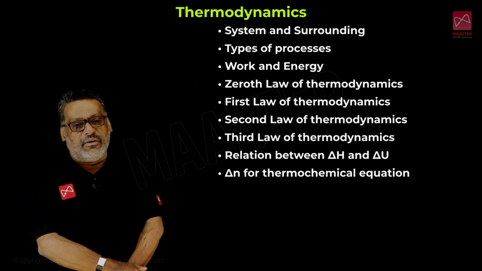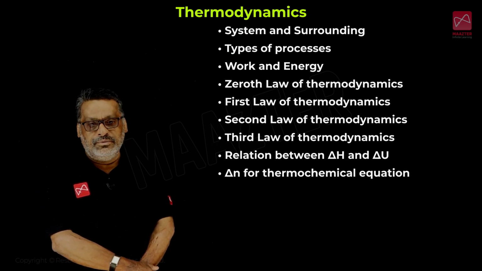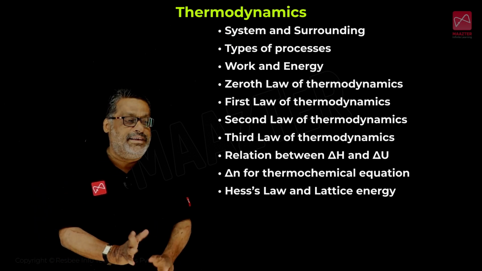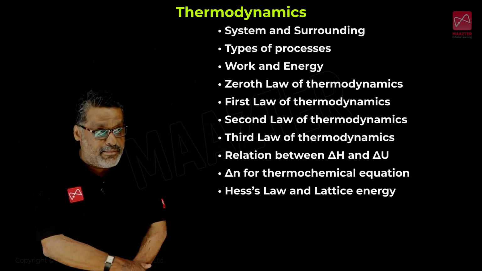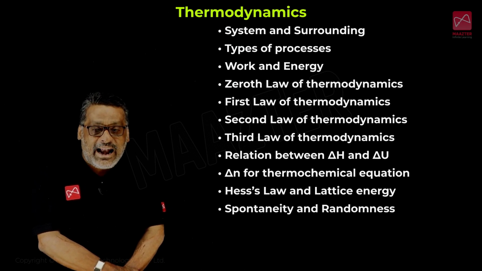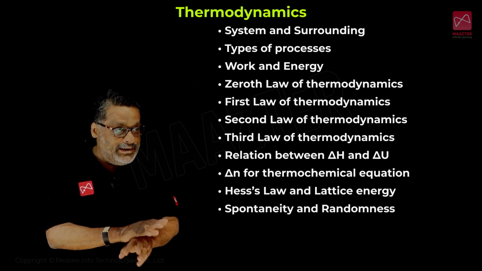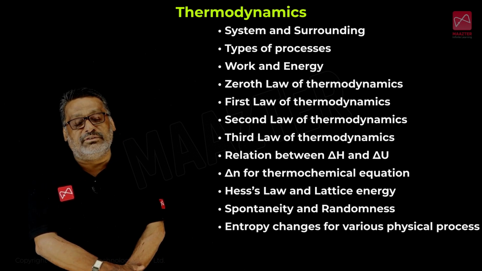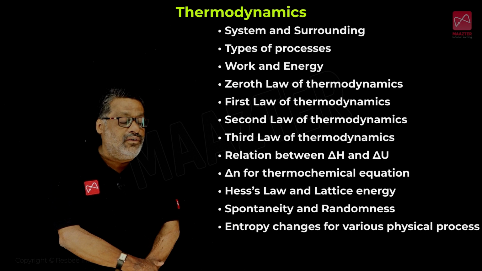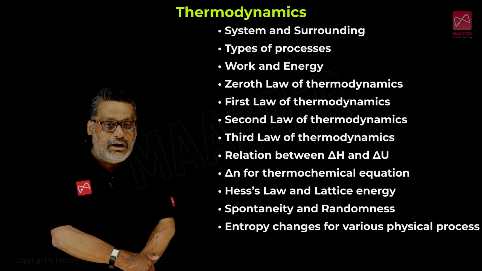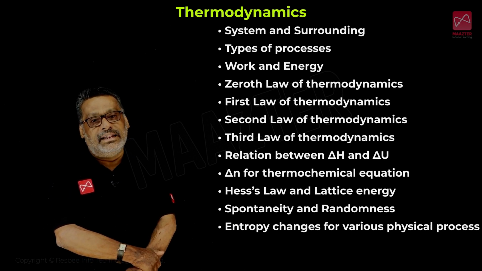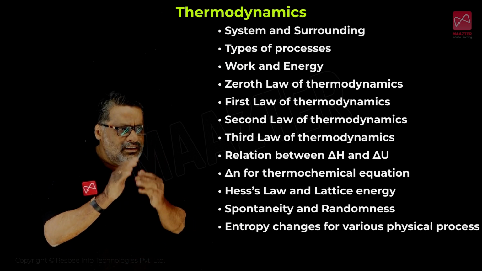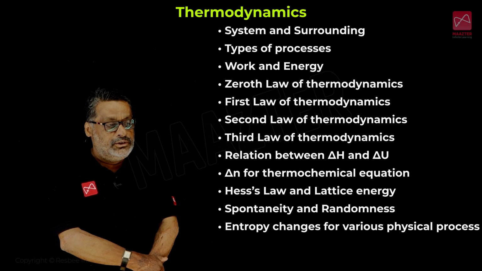Delta N calculation for the various thermochemical equations. Hess's law and lattice energy calculations, problems based on these can be expected for a 5 mark question. Spontaneity and randomness, the definition of entropy, that is again a 2 mark question. Entropy calculation, entropy changes for various physical processes as well as phase transformations, solid to liquid, liquid to gas, like that we can expect some problems, which can be asked in a 3 marks question.